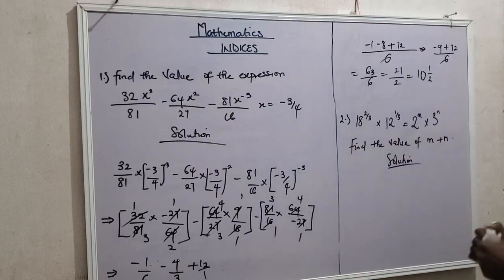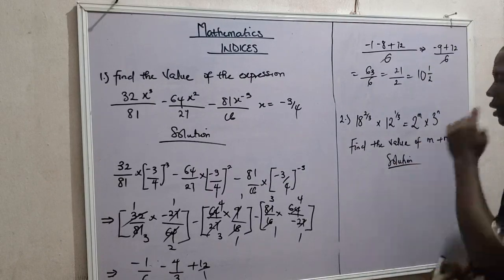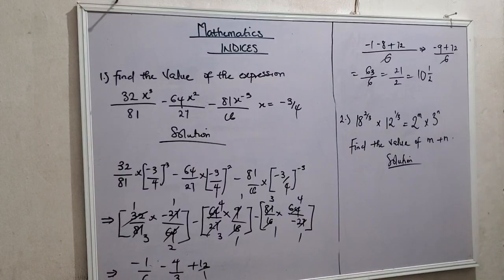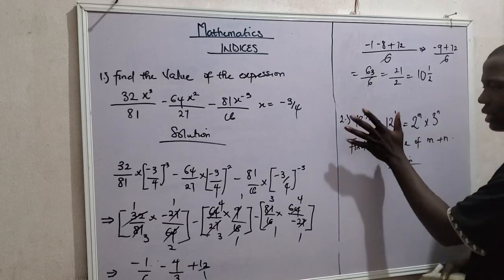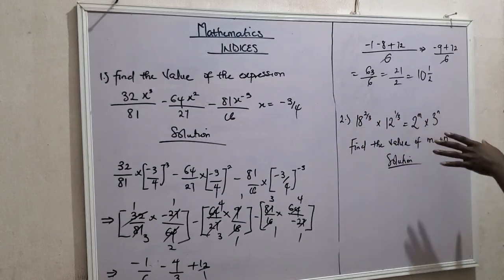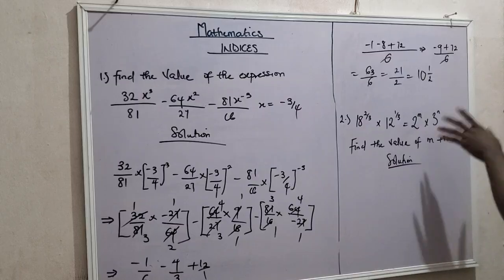There's an idea they want you to have here for this question particularly. They gave us, on the right hand side, 2 raised to m times 3 raised to n. Normally, if I solve this question, they are definitely expecting us to have the left hand side in this form before you can get the value of m and n.